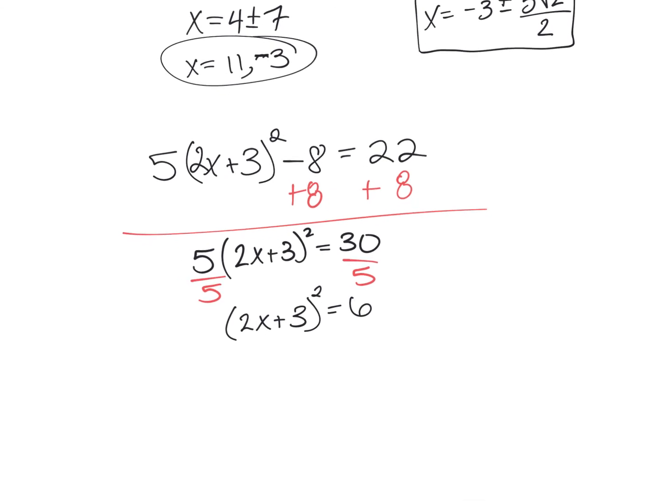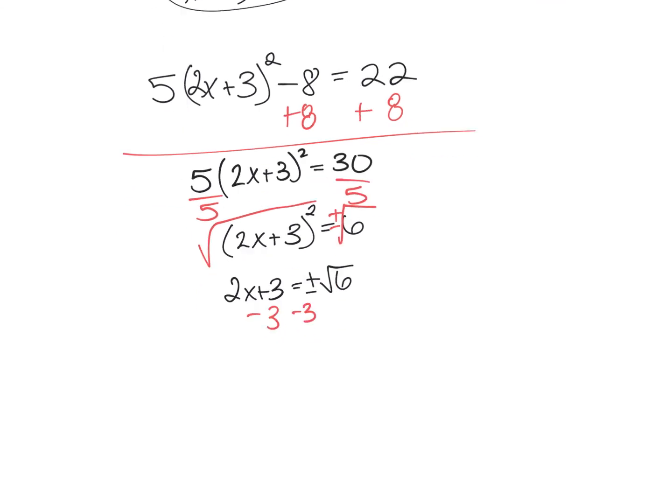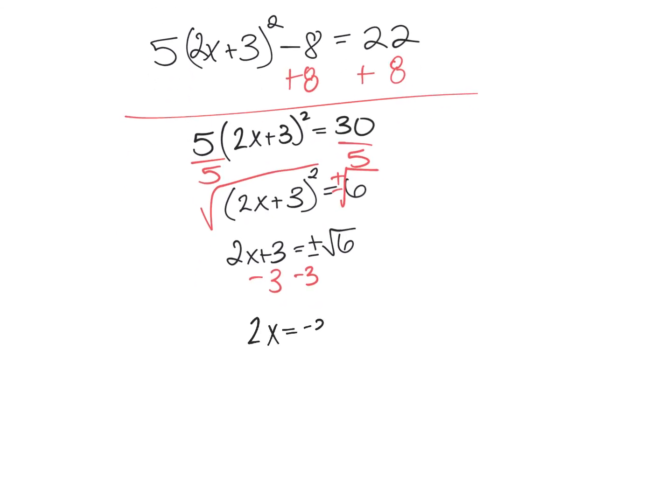Now how do I get rid of the square? Square root, plus or minus the square root. So 2x plus 3 equals plus or minus the square root of 6. And we're going to subtract the 3. So 2x equals negative 3 plus or minus square root of 6. Then we can divide by 2. So x equals negative 3 plus or minus the square root of 6, divided by 2.